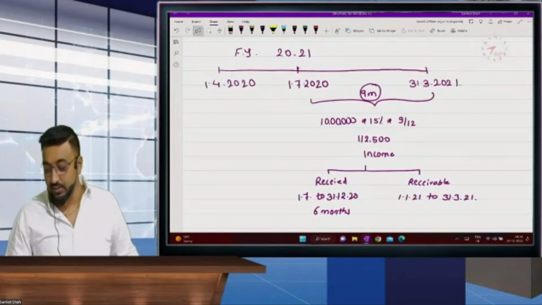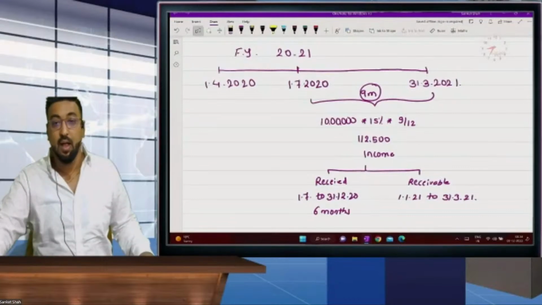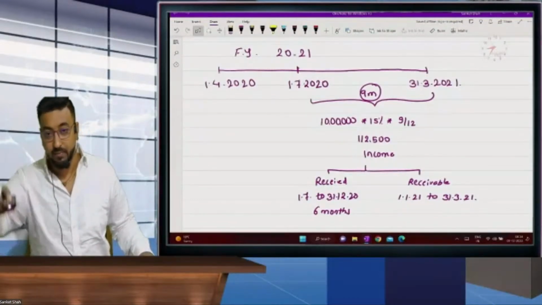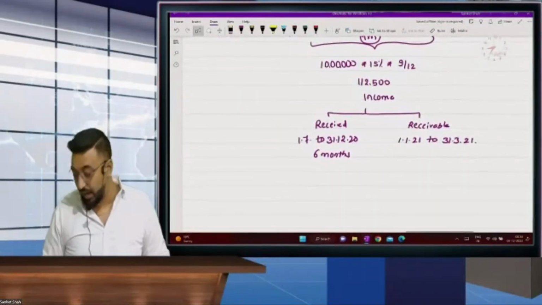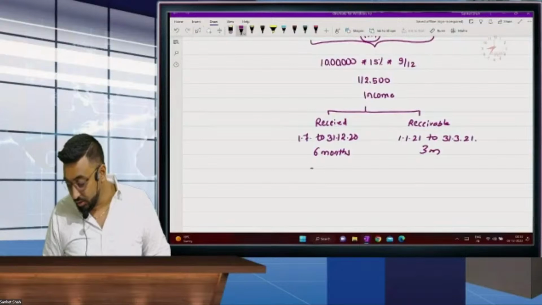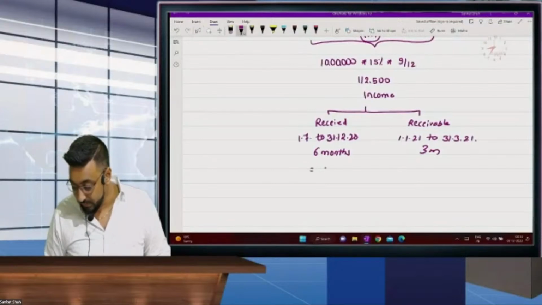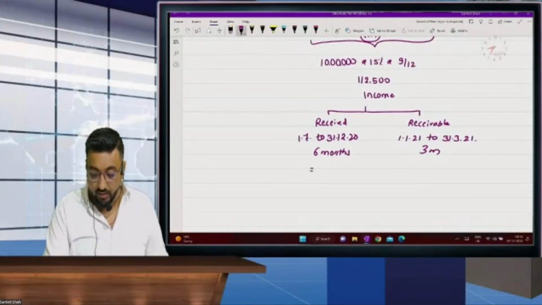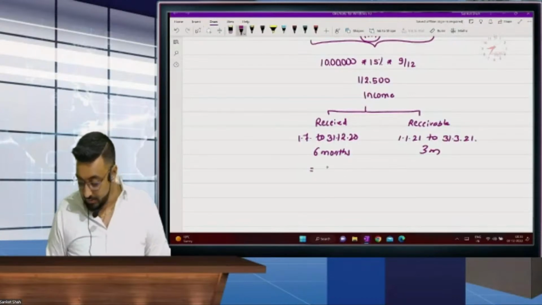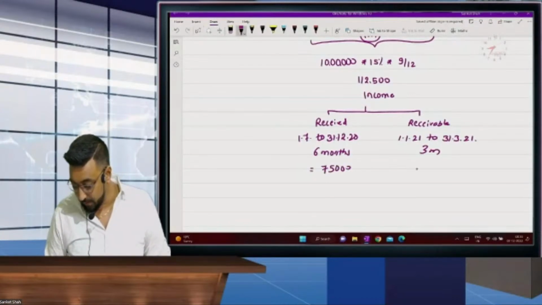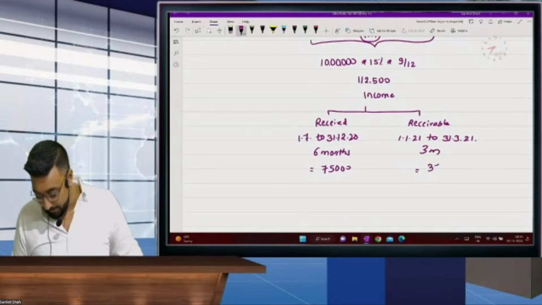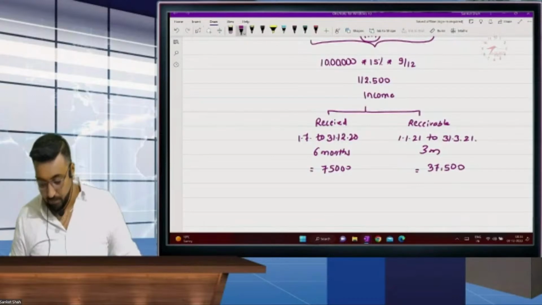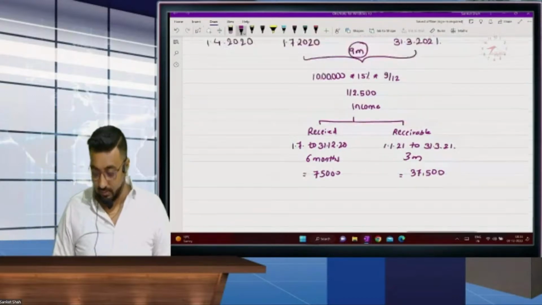बेटा आपने कौन सा अभी तक रिसीव नहीं हुआ है आपका? 31st December तक का रिसीव्ड हुआ है, और 3 months का you haven't received. So 6 months: 1,12,500 divided by 9 into 6, 75,000. And this 3 months is equal to 37,500. This is for the first year.